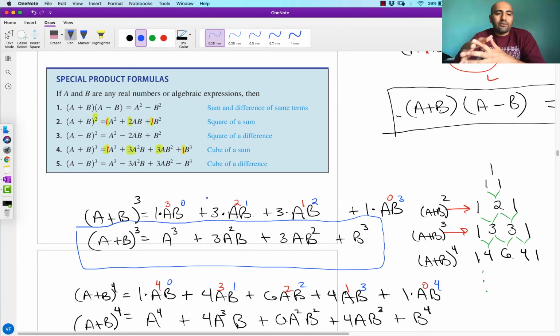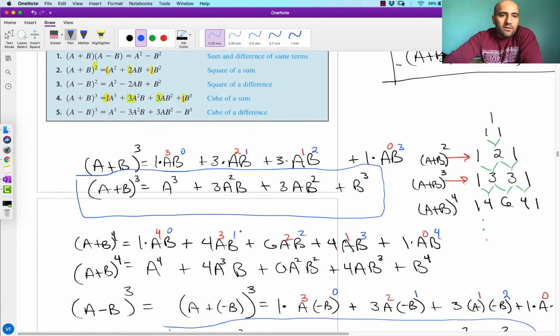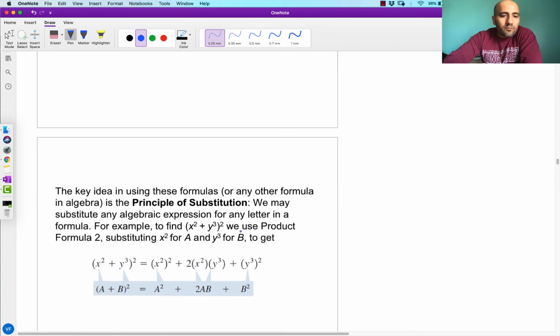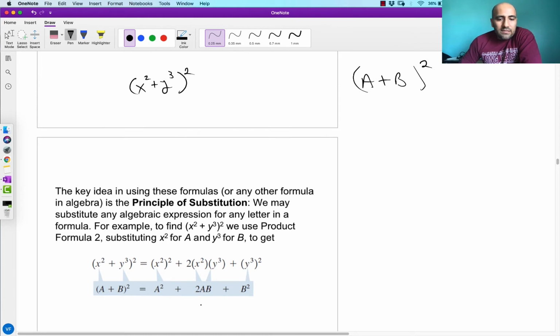But what we want to do is be able to just simply use these patterns and apply them to a more complicated statement in a very direct substitution kind of way. So let's look at an example, what I mean by that. If you're asked to multiply x squared plus y cubed, squared, well, that's a lot like dealing with a plus b squared. And we know that from our shortcut patterns, this is what we get. When we have a binomial squared, the pattern is that it's the first term squared plus 2 times ab, plus the last term squared.